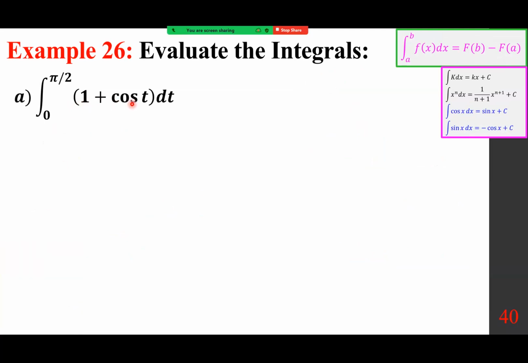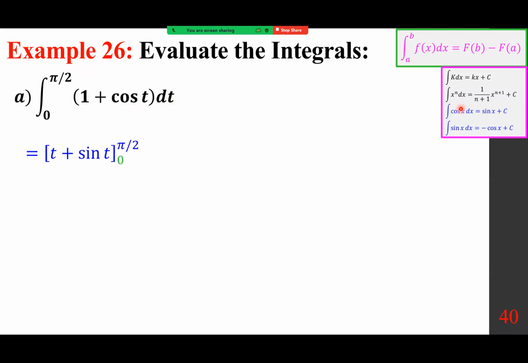The integral of 1 plus cosine t dt from 0 to pi over 2. Pay attention to the fact this is t, therefore 1 doesn't become x, it's t, plus the derivative of cosine is negative sine, but the integral is positive sine, and we don't need the constant because we are evaluating. Okay, so we are here.